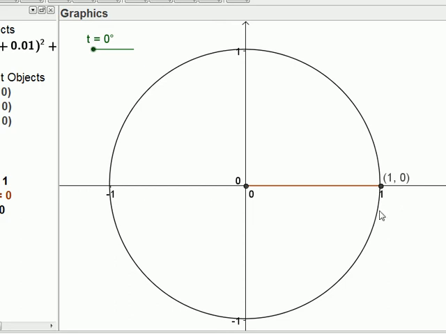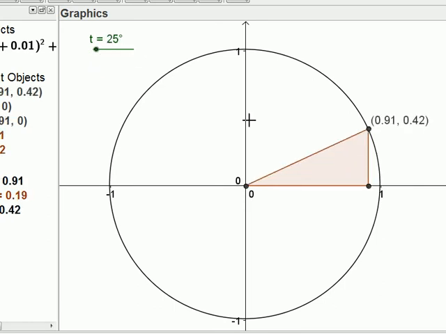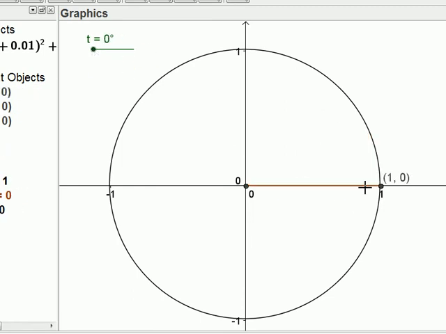The tangent is the opposite over the adjacent, isn't it? So if this is my angle right here, the opposite would be this one, which is the y, or the sine, and this would be the adjacent, which is the x, or the cosine. So tangent is actually the sine over the cosine. Let's go back to the 0 degrees. What's the sine then at 0 degrees? It's 0. And what's the cosine? It's 1. So what is the sine over the cosine? 0 over 1. What's 0 divided by 1?